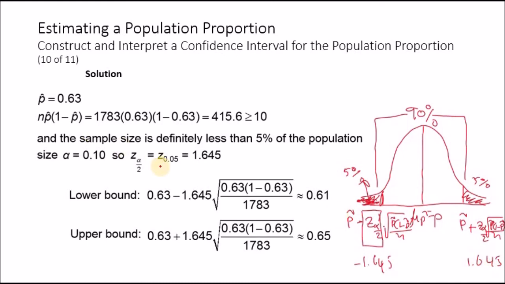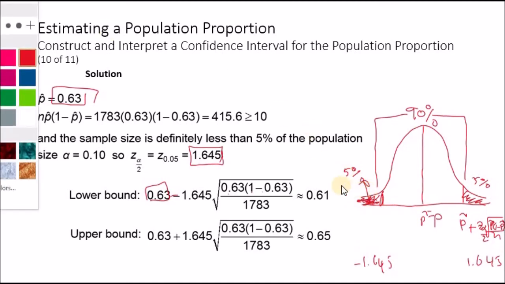And we proceed. So the lower bound is basically p hat. We computed p hat in here. And then we're going to say minus z sub alpha divided by 2, which we found right here, times the square root of p hat times 1 minus p hat divided by the sample size, and that is equal to 0.61. So this lower number is going to be 0.61. Similarly, you're going to find the upper number.